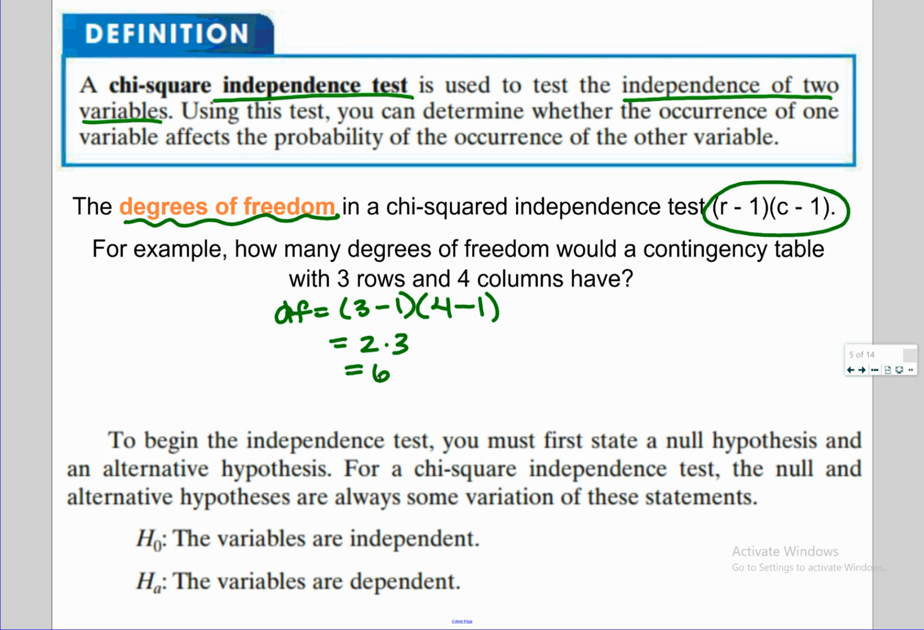Okay, and then that would be the value we'd look for on our chart with whatever our level of significance is. When you do a chi-squared independence test, your hypotheses will always look the same. Our null hypothesis is that the variables are independent, and the alternative hypothesis is that the variables are dependent. Okay, so dependent means they have a relationship. One affects the other. Independent means they do not have a relationship. One does not affect the other. So it might be worded different ways when you see the claim, but if one affects the other, it means dependent. It's your alternative hypothesis, and then vice versa for the null hypothesis.